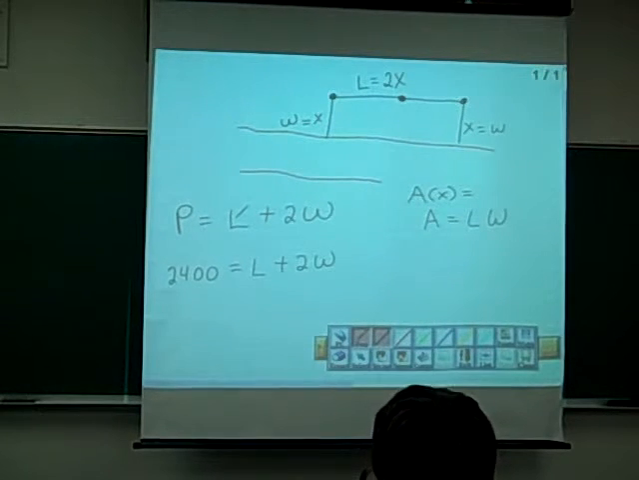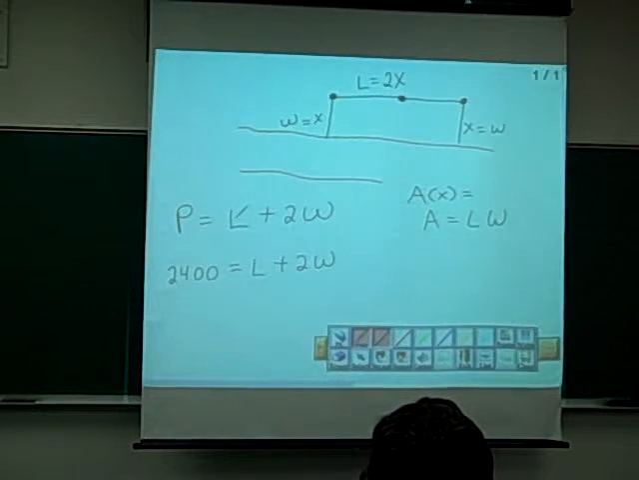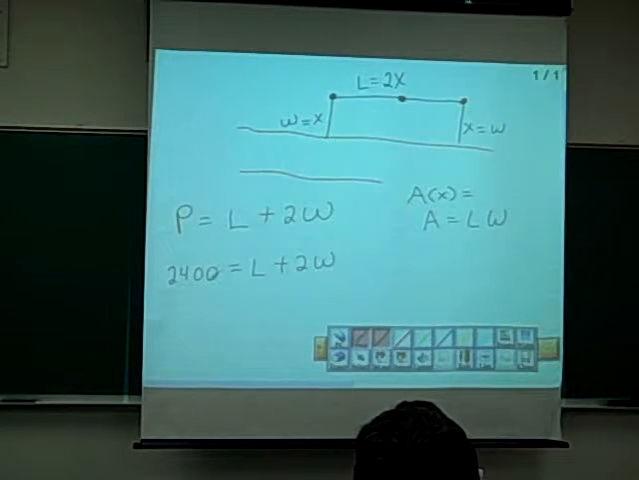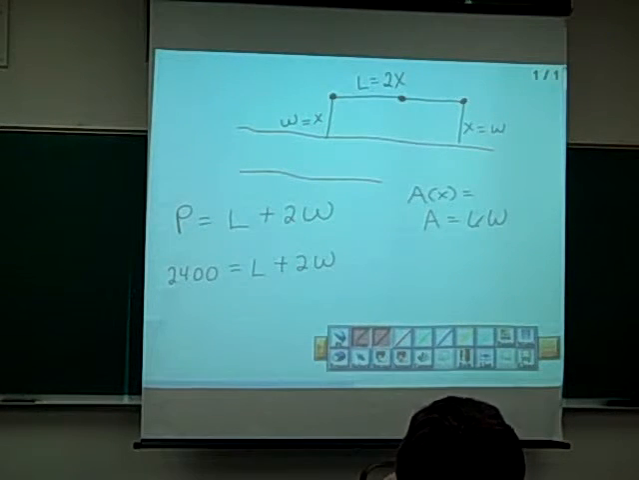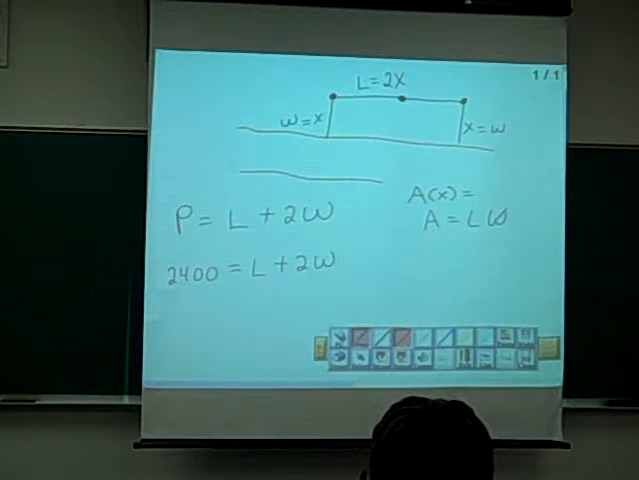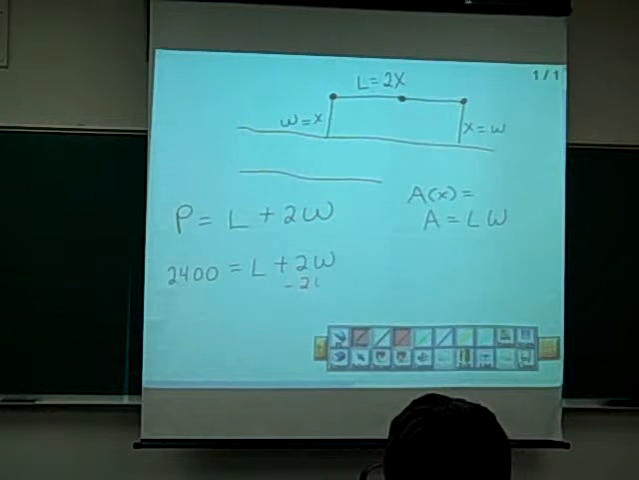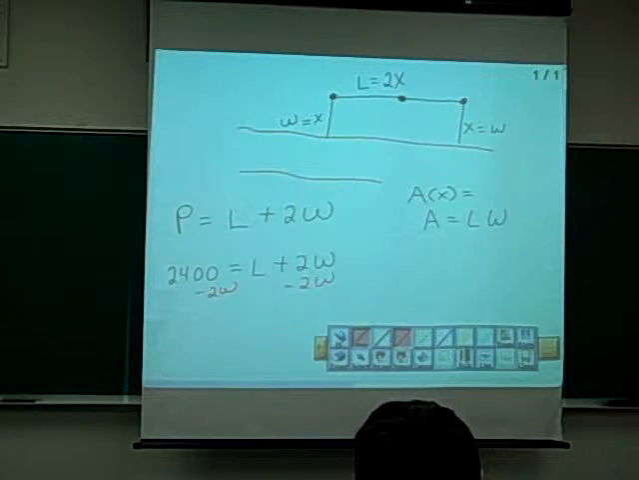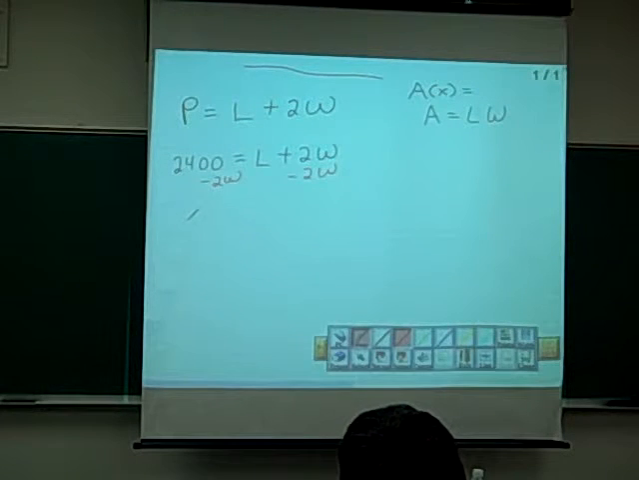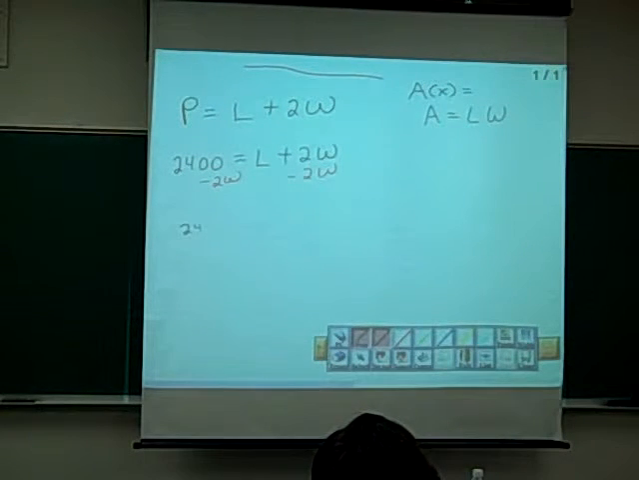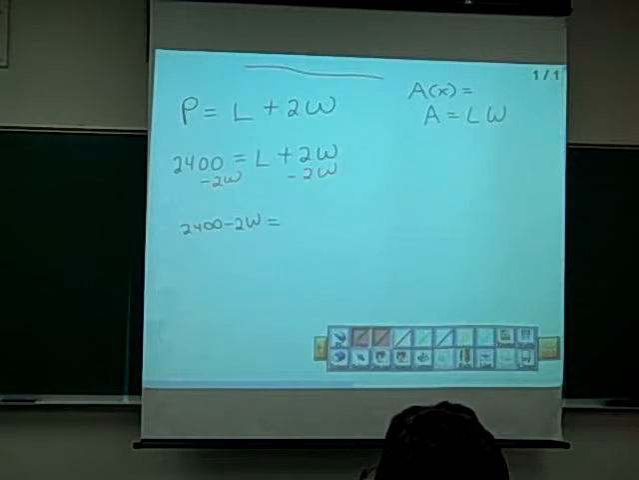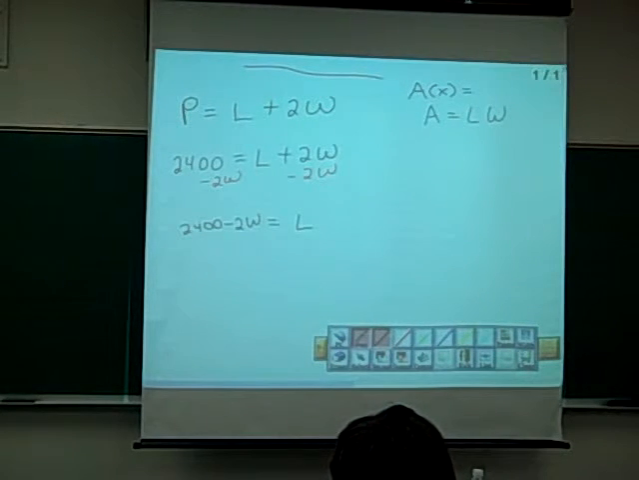Okay? So if we go ahead and solve for length, okay, for our perimeter, then we can substitute that in. Alright, so here we would subtract 2w minus 2w. And so that's going to be 2,400 minus 2w equals the length. Okay?